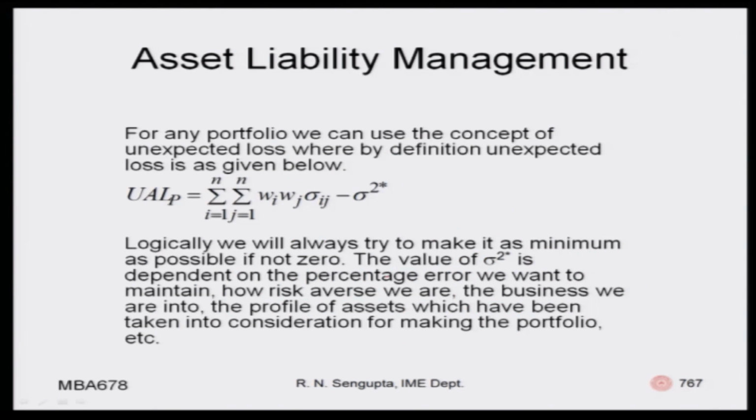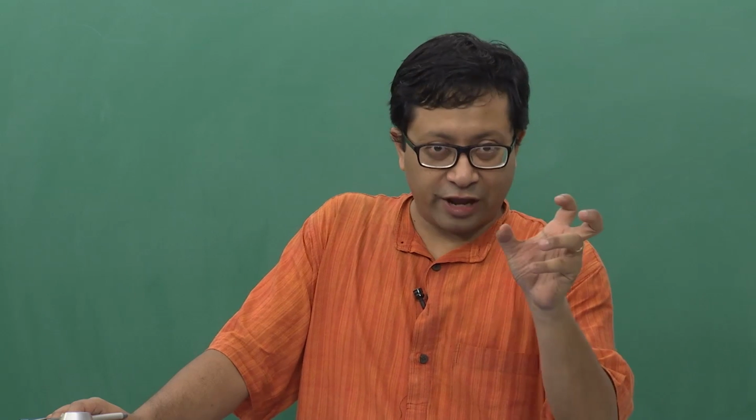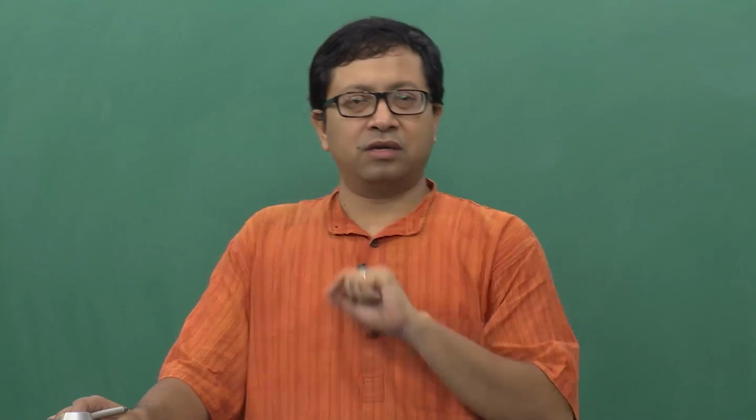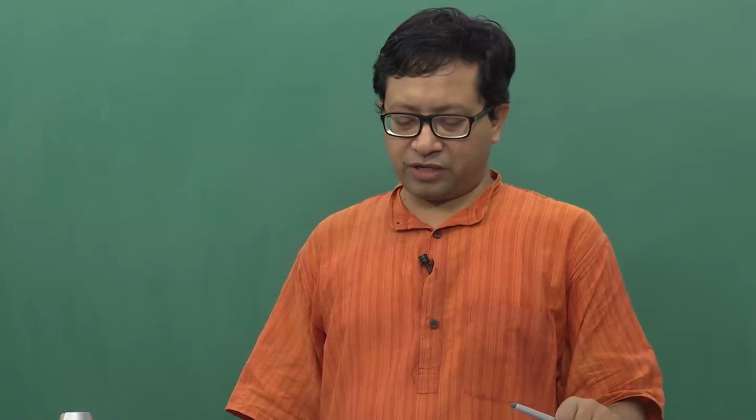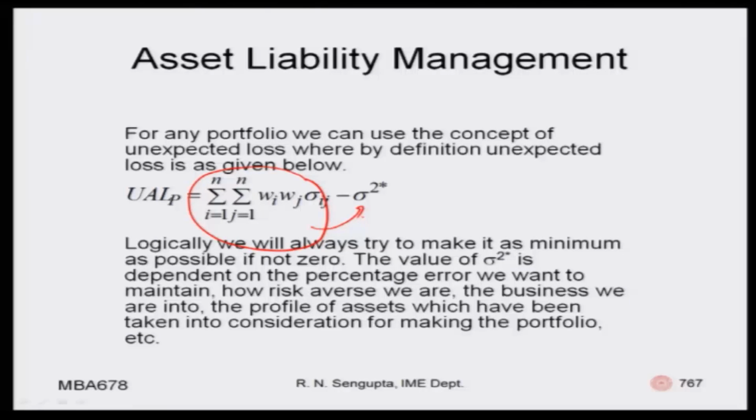compact results. For any portfolio, we can use the concept of unexpected loss. Unexpected loss is basically the excess deviation over the standard deviation. So, if the variance of the portfolio is coming out to be more than some star value of sigma square, which you have already fixed, then in value terms that gap is the overall extra risk or unexpected loss you are going to face. Logically, we will always try to make it as minimum as possible, if not 0. 0 is best, and if you are going in the other direction, making the loss or the risk less than the stipulated value, it is very well, and that is wanted.